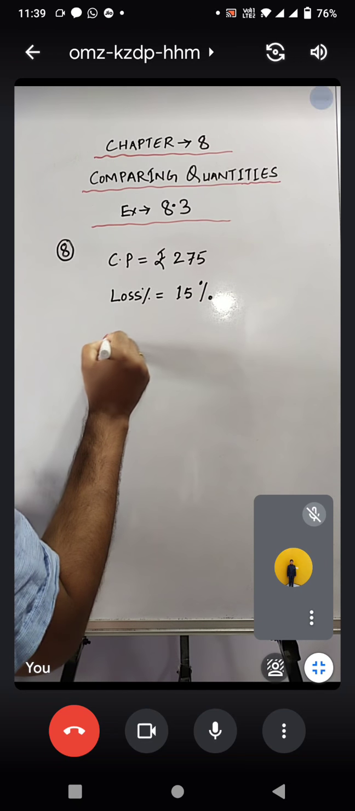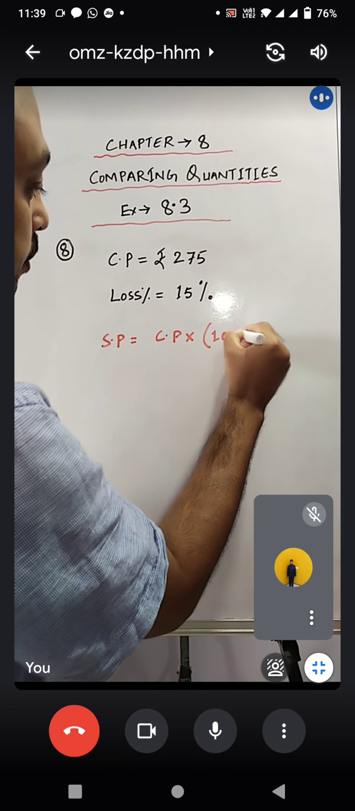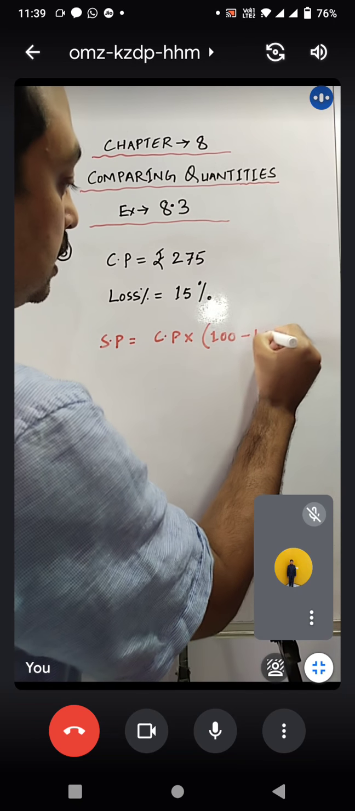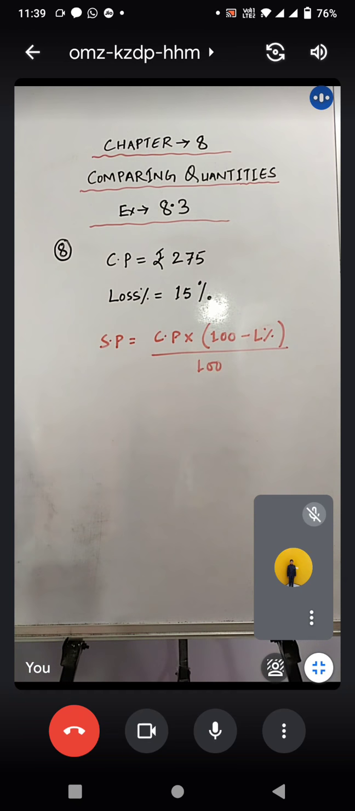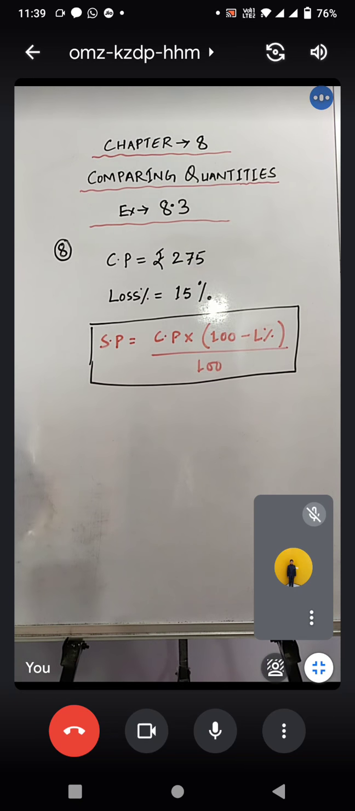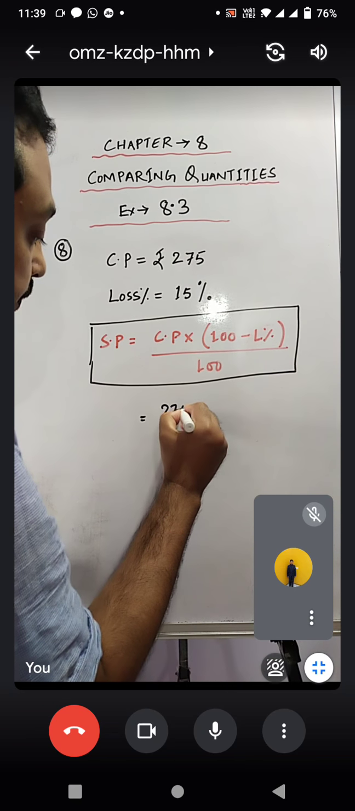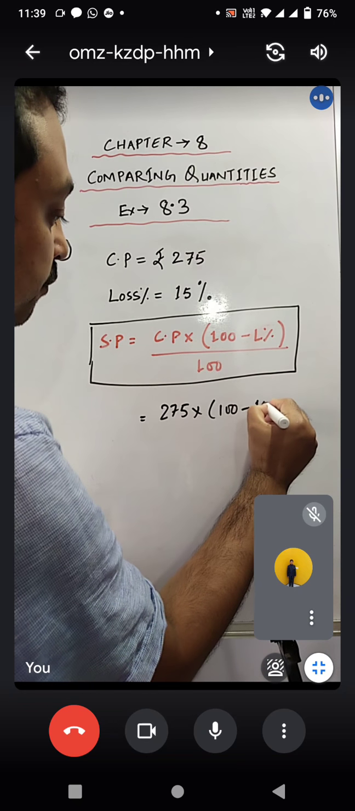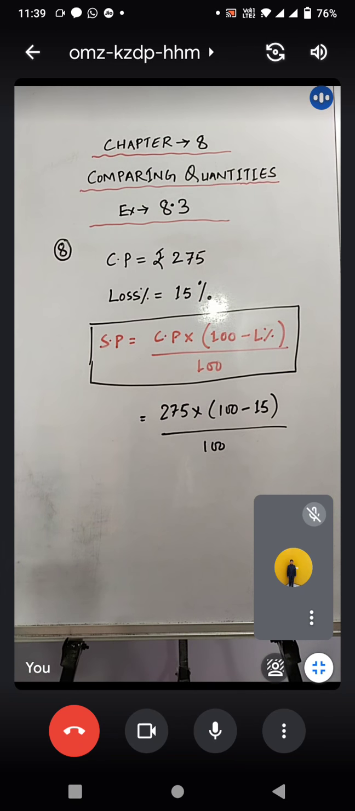So write it down. SP would be CP into 100 plus, sorry, not plus, it is loss percent so we'll write minus loss percent, divided by 100. This is the formula that we have to use here. So now in place of CP we'll write 275, into 100 minus, in place of loss percent we'll write only 15, do not give the percent sign, whole divided by 100.